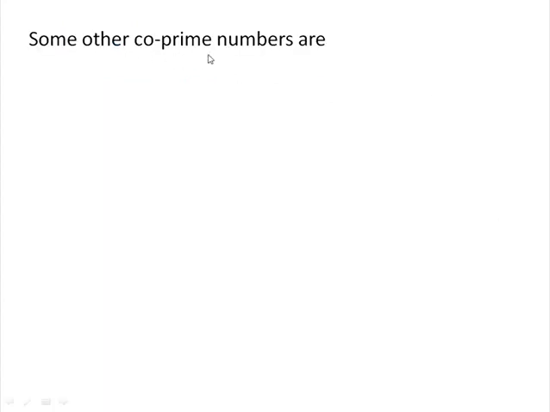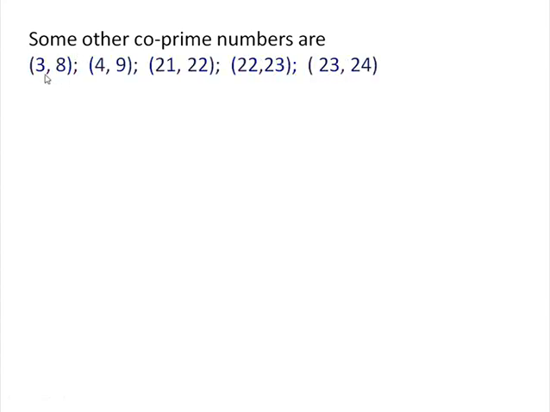Here we will write some other co-prime numbers. 3 and 8 are co-primes. If you see the factors of 3 and 8, you will see only one is the common factor for 3 and 8. Here 3 is prime whereas 8 is a composite number. So one prime and one composite number can be co-prime numbers. 4 and 9: if you look at the factors of 4 and 9, again one is the only common factor. Here 4 and 9 are both composite numbers. So two composite numbers can be co-prime numbers.